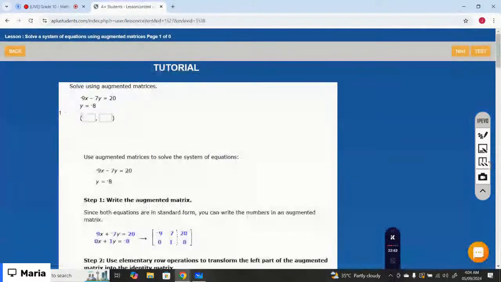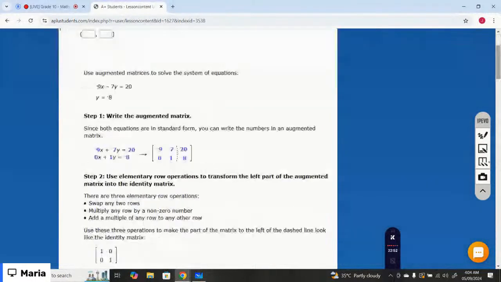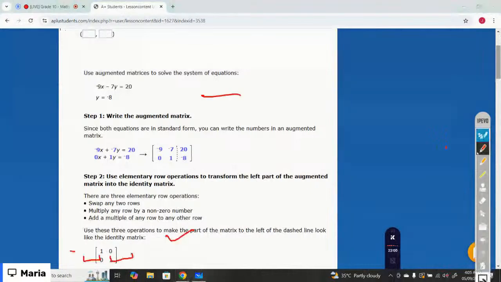Solve using augmented matrices. The first example is negative 9x negative 7y equals 20, and the second equation is y equals negative 8, right? So first thing is you have to write down the equation in standard form, that is, you have to write the equation in augmented matrices form, right? The equation is negative 9x plus negative 7y equals 20. For the second equation, you don't have the coefficient for x, so that means the coefficient would be 0. You can write 0x plus 1y equals negative 8, right?